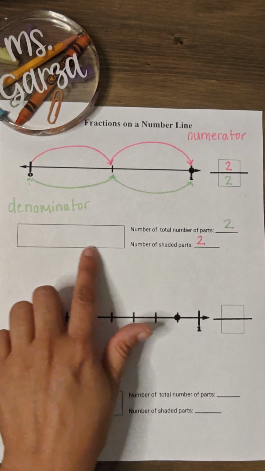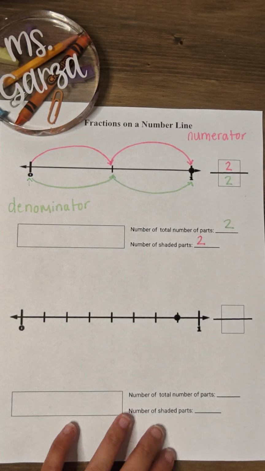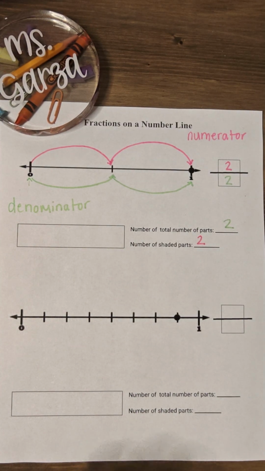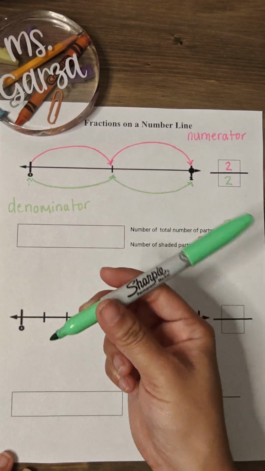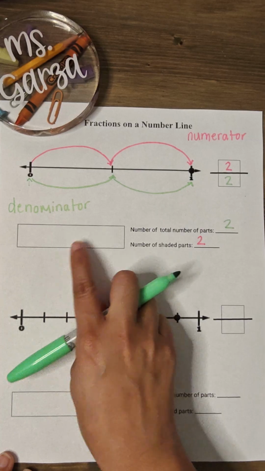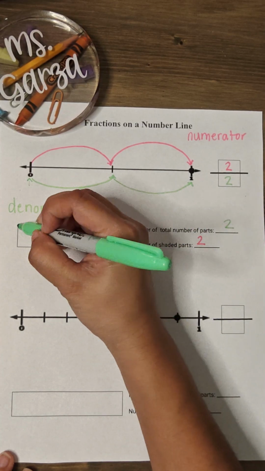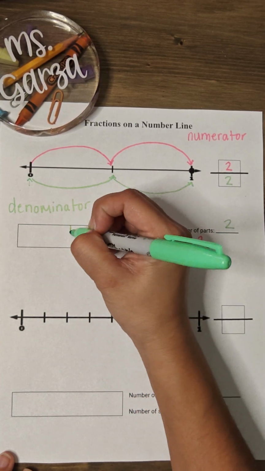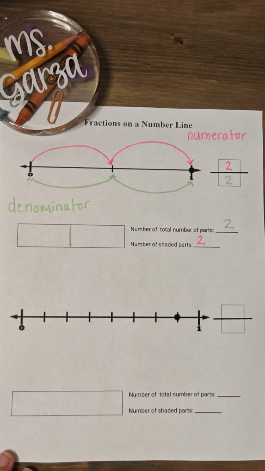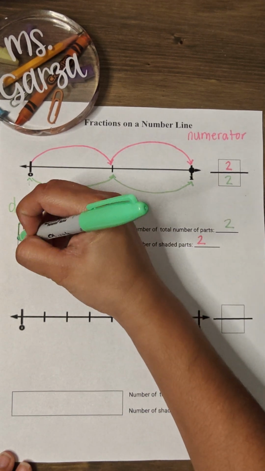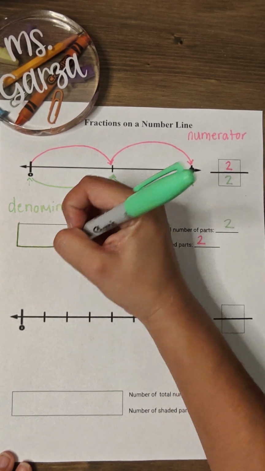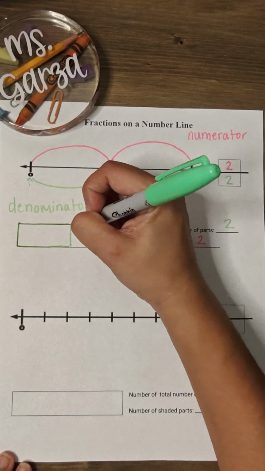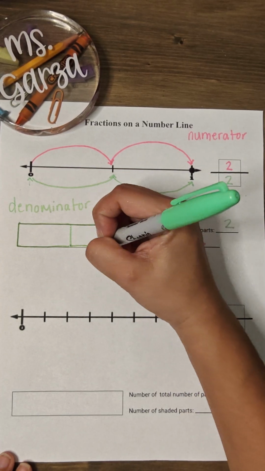Okay, so now we're going to put that on our little, let's call it a fraction strip. We're going to use the green marker to represent our total parts. So we have 1 part and 2 parts. As you can see here, 1 and 2.